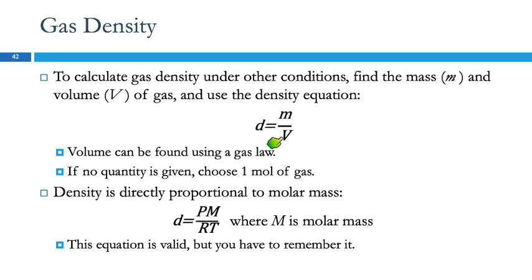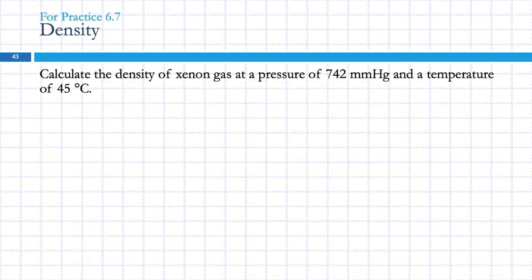So I think it's better to take things that we are having to remember anyway, like the density equation. Density is mass over volume. So we can find the volume using the gas law. And if there's not a quantity given, we're just going to choose 1 mole of gas. Sometimes it'll tell you what the quantity is, and then you've just got that. Let's do an example of this. Calculate the density of xenon gas at a pressure of 742 millimeters of mercury and a temperature of 45 degrees Celsius.